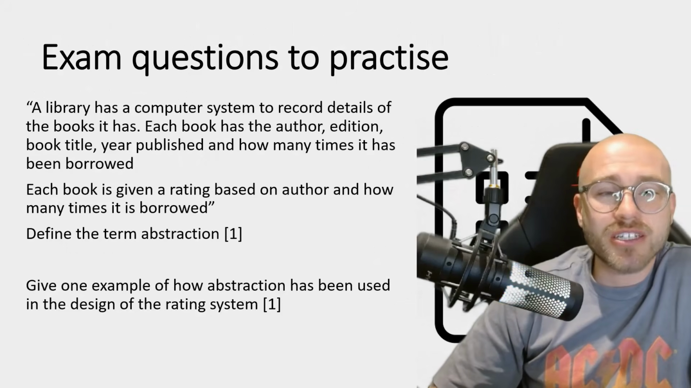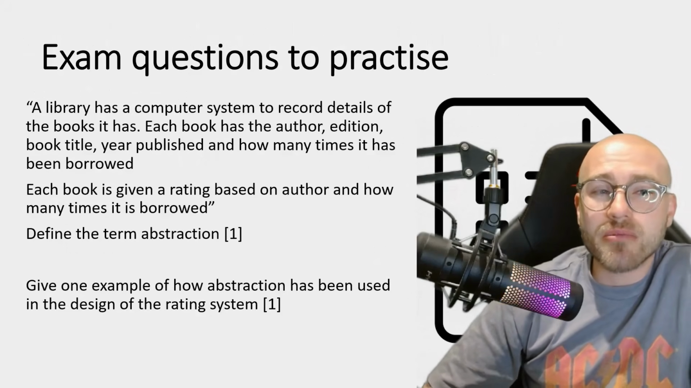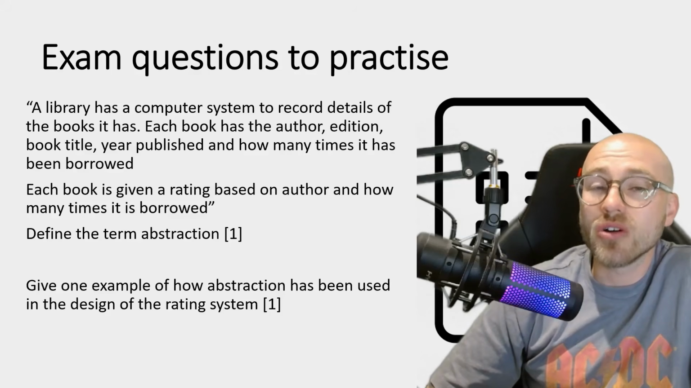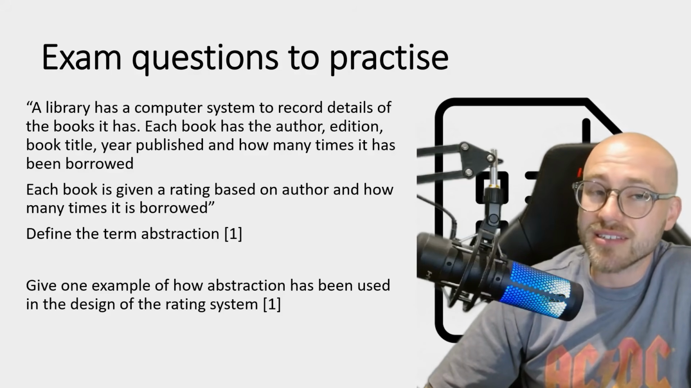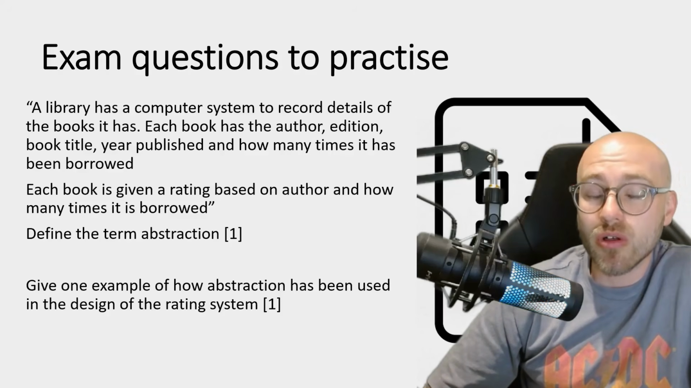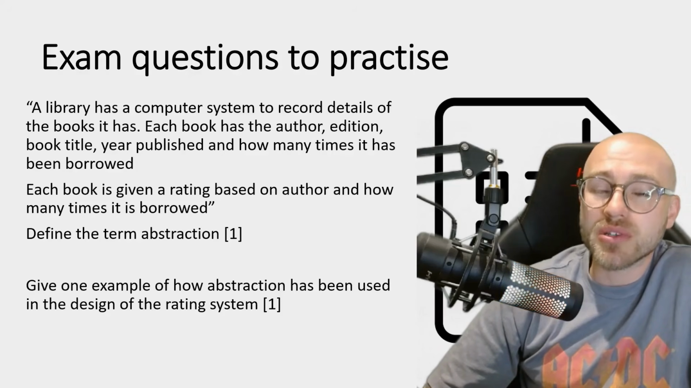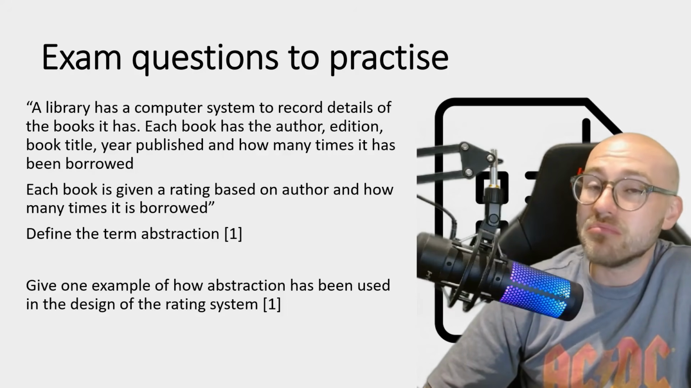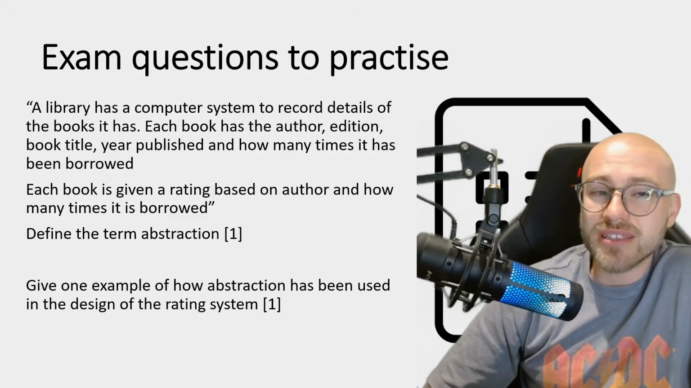Okay, so we've got a practice question for this topic. So a library has a computer system to record details of the books it has. Each book has the author, edition, book title, year published, and how many times it has been borrowed. Each book is given a rating based on author and how many times it is borrowed.